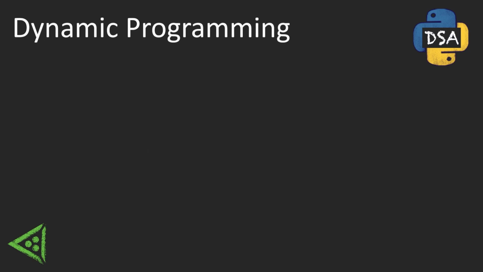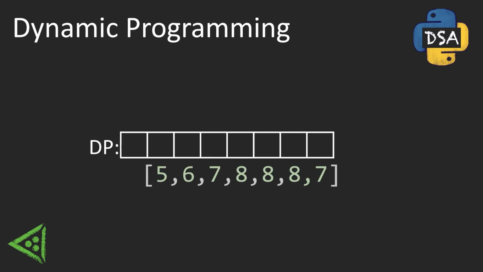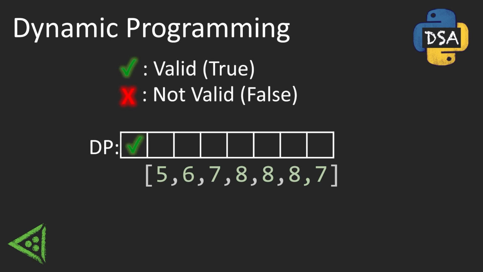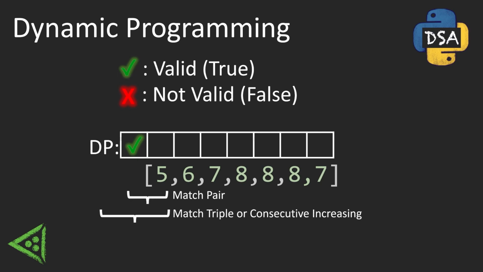Like many problems that require building the final solution from smaller versions of the same problem, we can use dynamic programming. In this case, we'll be using an array with length 1 longer than nums and consider the empty array to be valid. This will allow us to build up our solution from the beginning of the array to the end. We'll use these brackets to indicate the range of the subarray we're checking to see if it's valid. Each step of the way, we'll be checking for matching pairs, matching triples, or consecutive increasing subarrays.